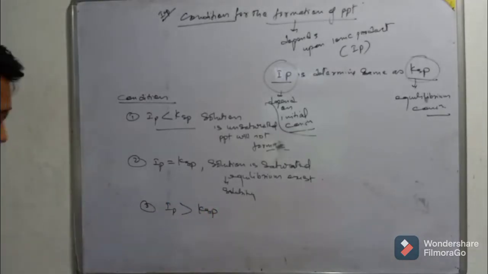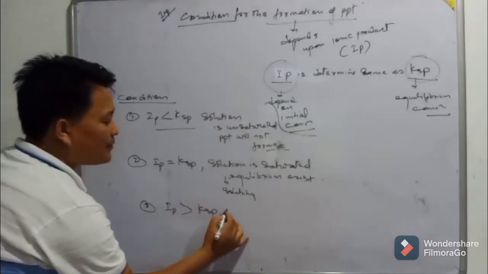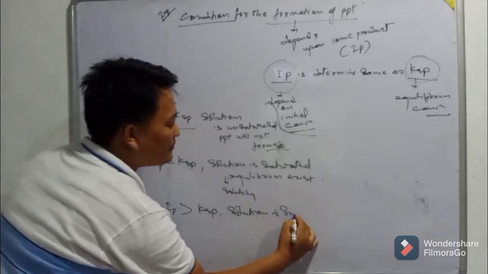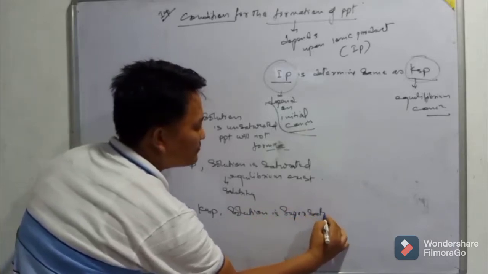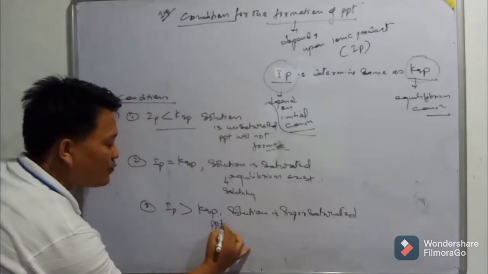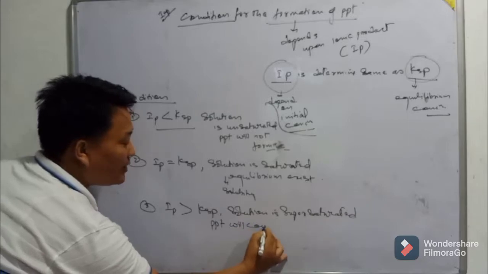And the next one: if IP is more than KSP, then the solution is supersaturated and precipitate will form.